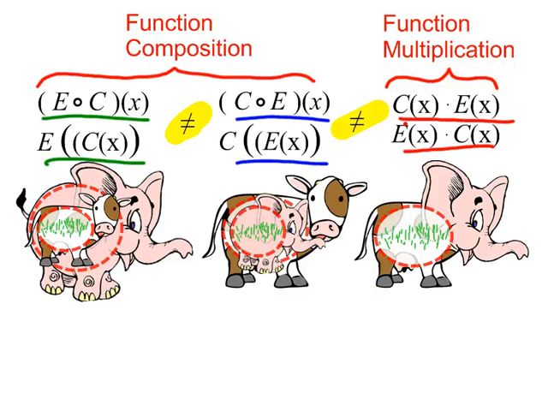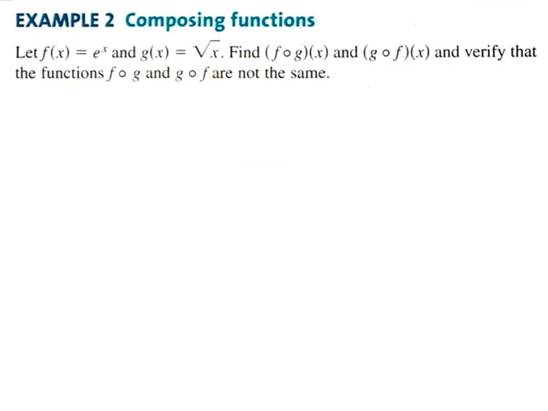Okay, so let's look at an actual example. This is from the book. Let's say that f of x equals e to the x and g of x equals square root of x. And we're going to find the composition f of g of x. Let's do that first, and then we're going to look at g of f, and again, verify that they are not the same thing.